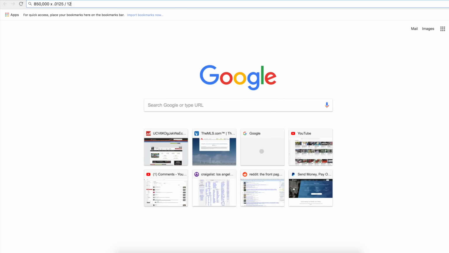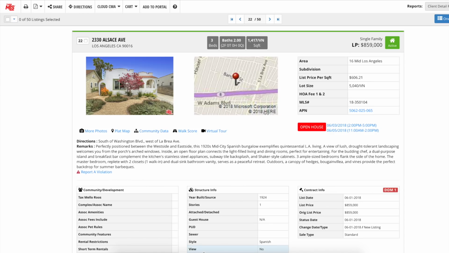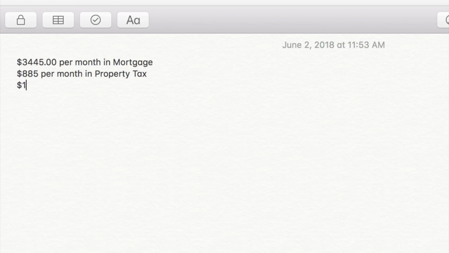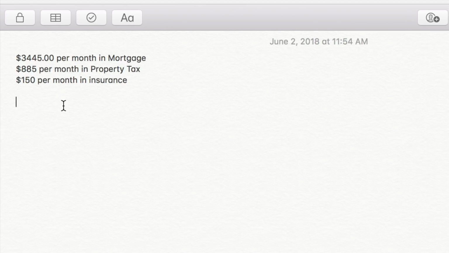The next cost with a home like this is going to be insurance. Now, what I generally find is that it's about $1 per square foot per year for insurance. So let's just round that off to $1,500 per year, $125 per month in insurance. That actually seems kind of low, so let's just bump that up to $150 per month in insurance. So you can see when you add all of these up, this works out to be $4,480 per month in overhead cost with 20% down.